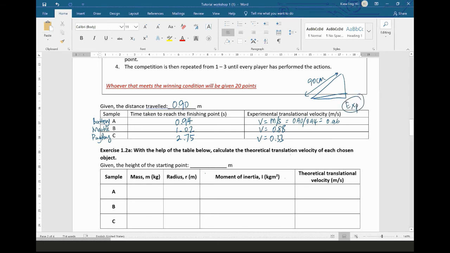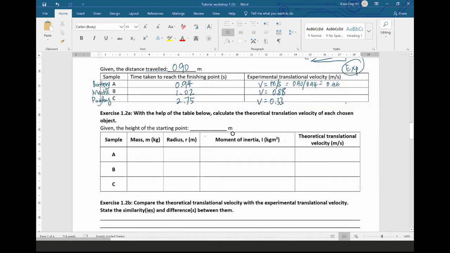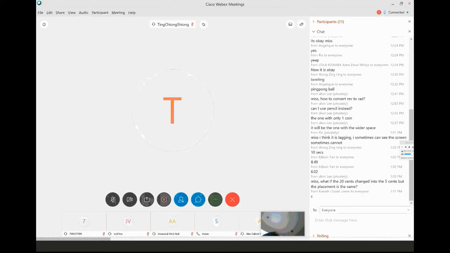Now if we want to prove this with theoretical calculation, usually we have potential energy, translational kinetic energy, and rotational kinetic energy. Just now you already mentioned, potential energy is mgh, kinetic energy is half mv squared, rotational kinetic energy is half I omega squared. The height of the starting point that we have measured is 0.37 meter.